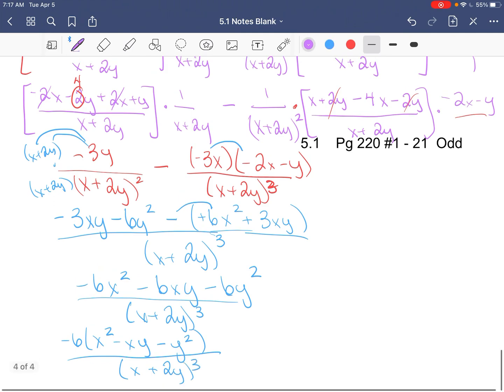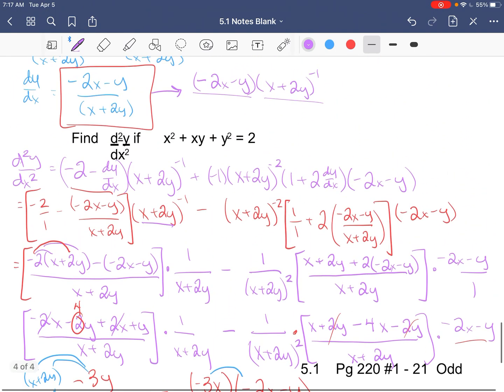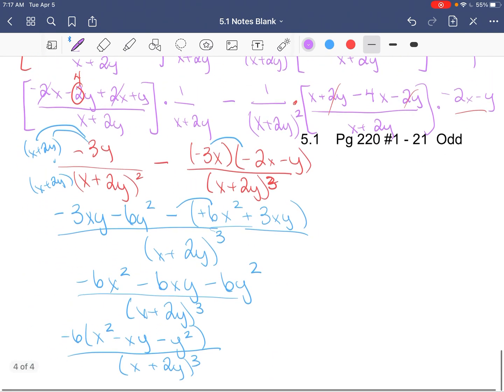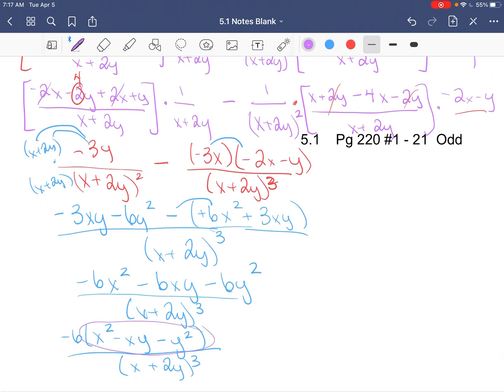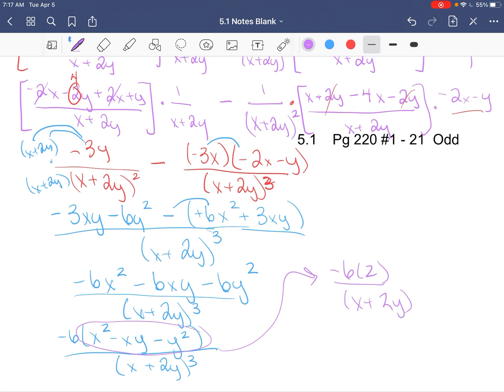So if you noticed, x squared plus y squared is equal to 2. That was back to our original equation, so this is equal to 2. Negative 6 times 2 over x plus 2y cubed, and simplified would be negative 12 over x plus 2y cubed. That would be our final answer.